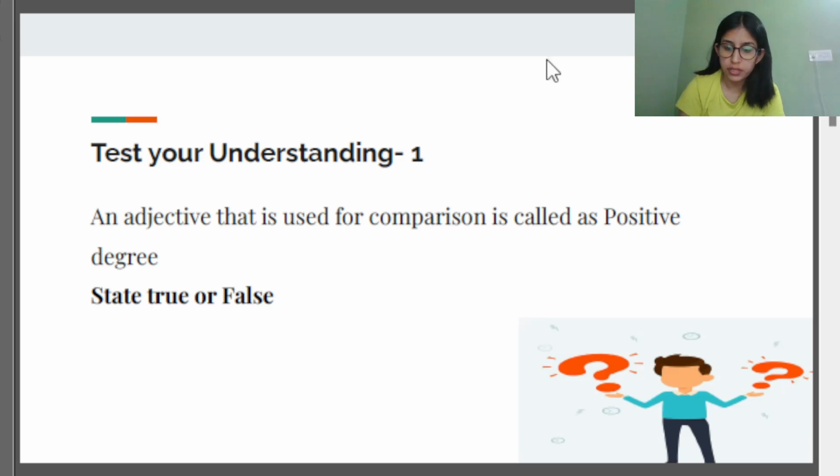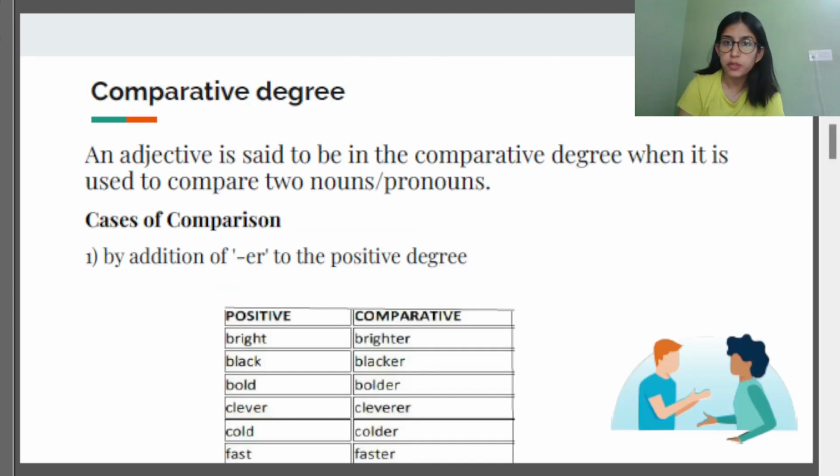Let me just turn to the next slide. Now we'll be talking about the degree that was just stated, that is comparative degree. As the name suggests, with comparative we can conclude that it must be talking about comparison. So an adjective is said to be in the comparative degree when it is used to compare two nouns or pronouns. So, formation of comparatives by addition of er to the positive degree. If we have these examples of positive degrees, that is bright, black, bold, clever, cold, and fast, and you want to convert them into a comparative degree, then we'll be adding er to that.